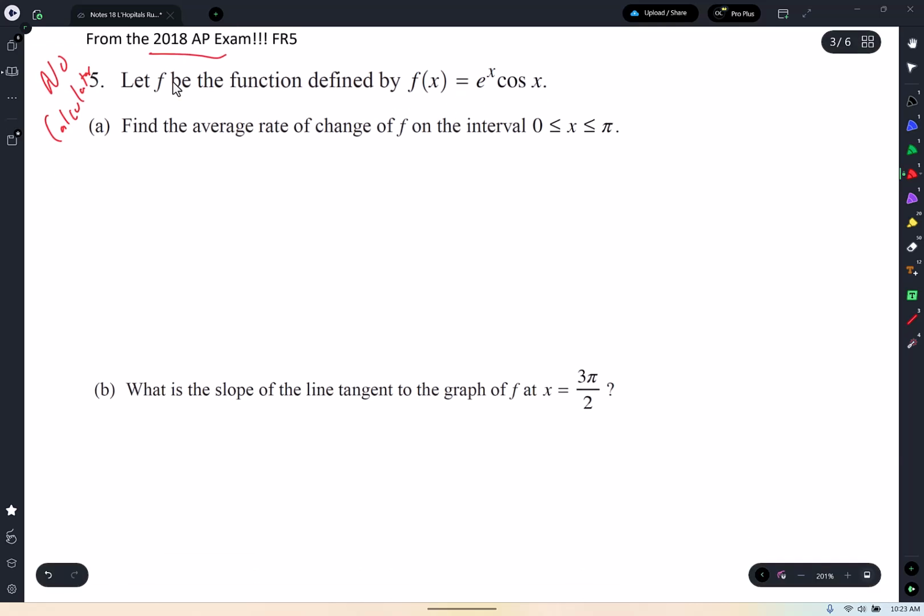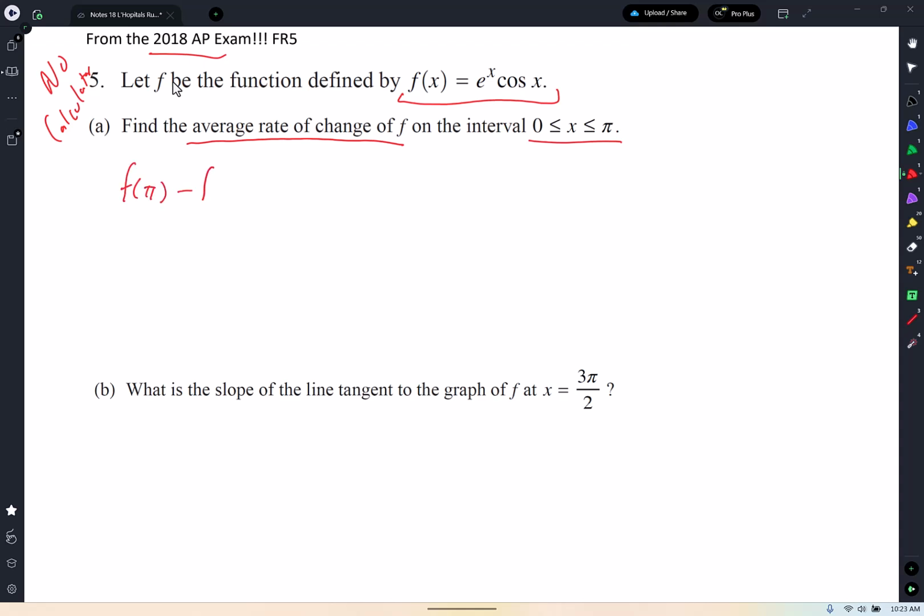Letter A. Let f be the function defined by, and then define it by that. Find the average rate of change of f on the interval 0 to pi. All you have to do, you've been doing this since your Algebra 2 days, is y2 minus y1 divided by x2 minus x1. So all you're doing is f of pi minus f of 0 divided by pi minus 0. That's all you're doing, guys.